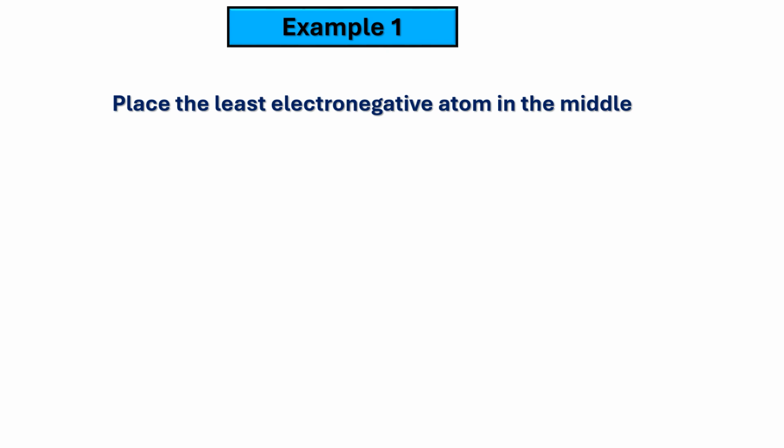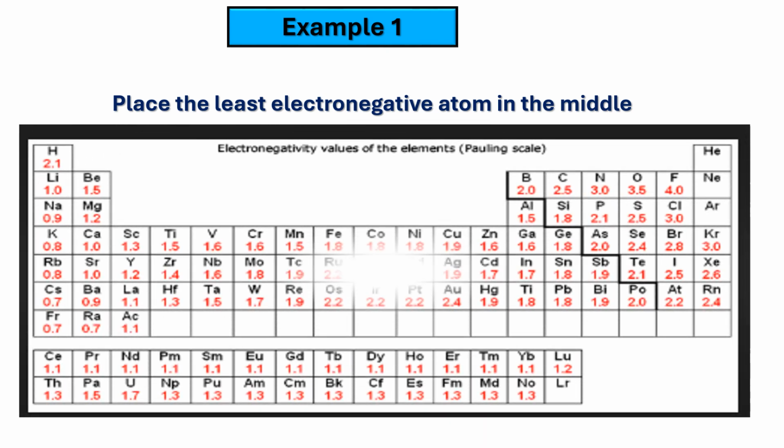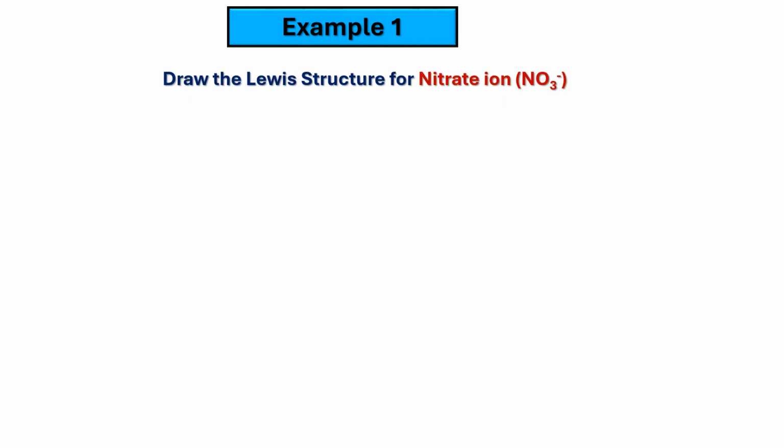To draw the Lewis structure, we need to place the least electronegative atom in the middle. And let's look at the electronegativity value for each atom. So oxygen has a 3.5 value, whereas nitrogen is 3. So nitrogen is least electronegative. So nitrogen should go in the middle.